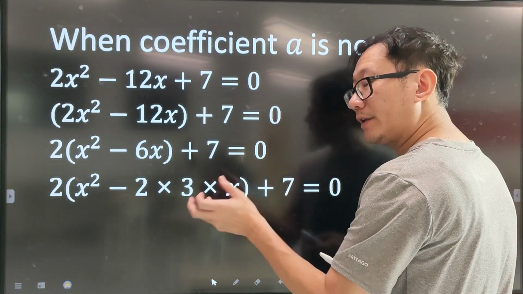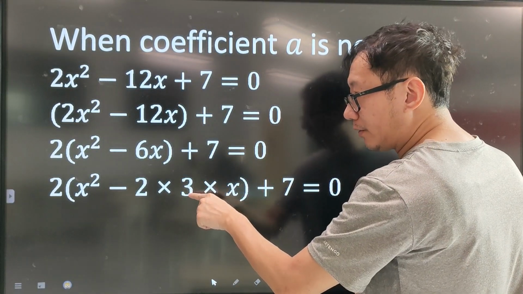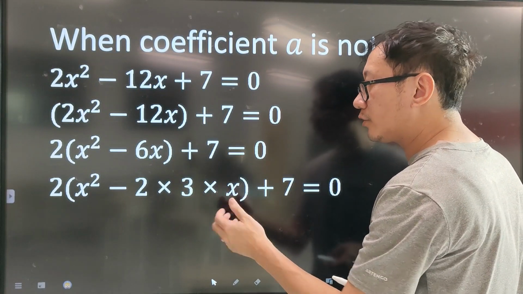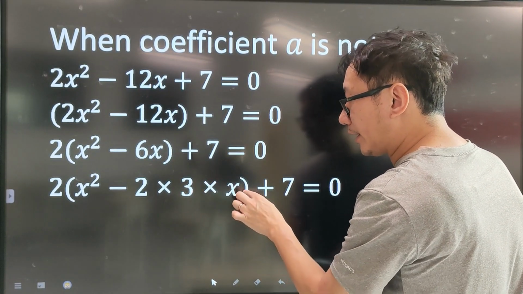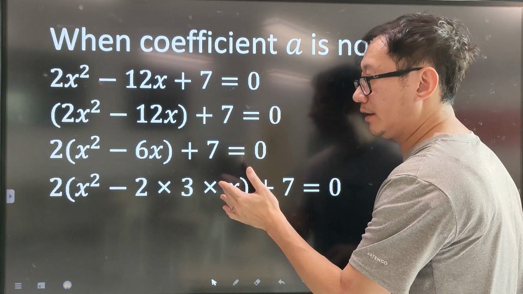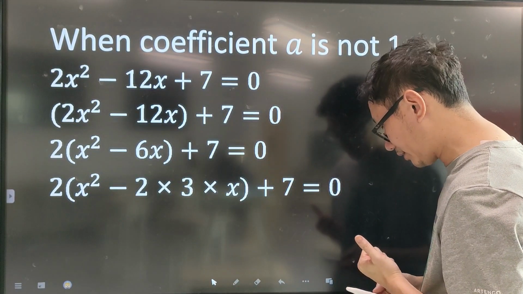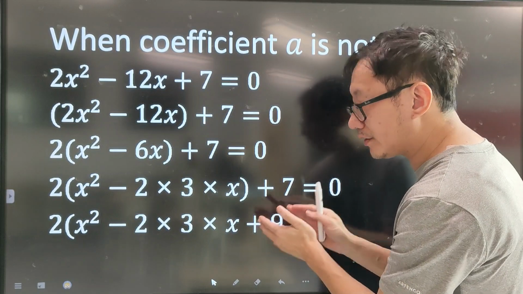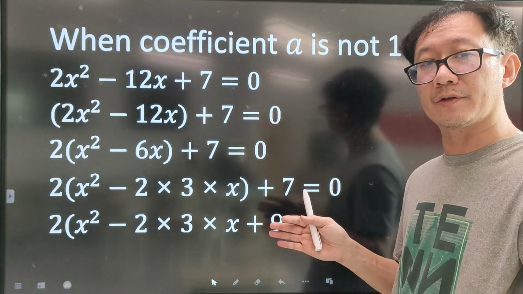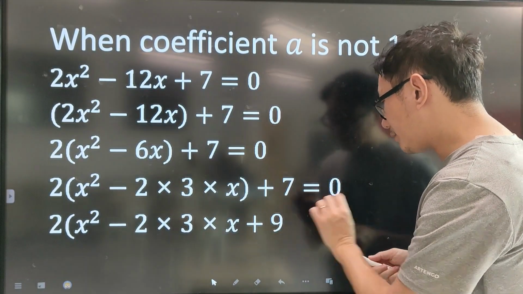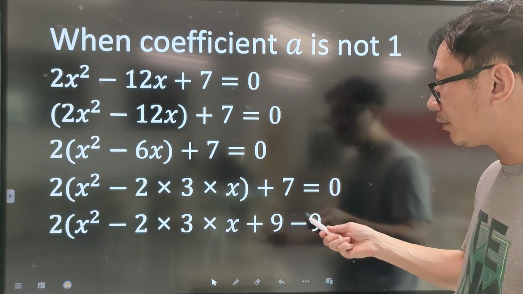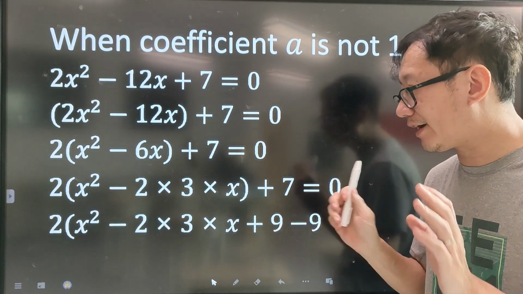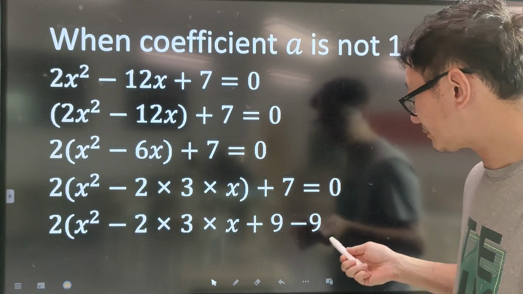Alright, so again, following the same logic, our a is now 3, which means I want to add 3 squared at the end of it. That's 9 to complete this square. Okay, so I'll go ahead and do that. And again, I can't just add 9 because it would change the equation. I would subtract 9 to nullify that effect, which means I haven't changed the equation at all.